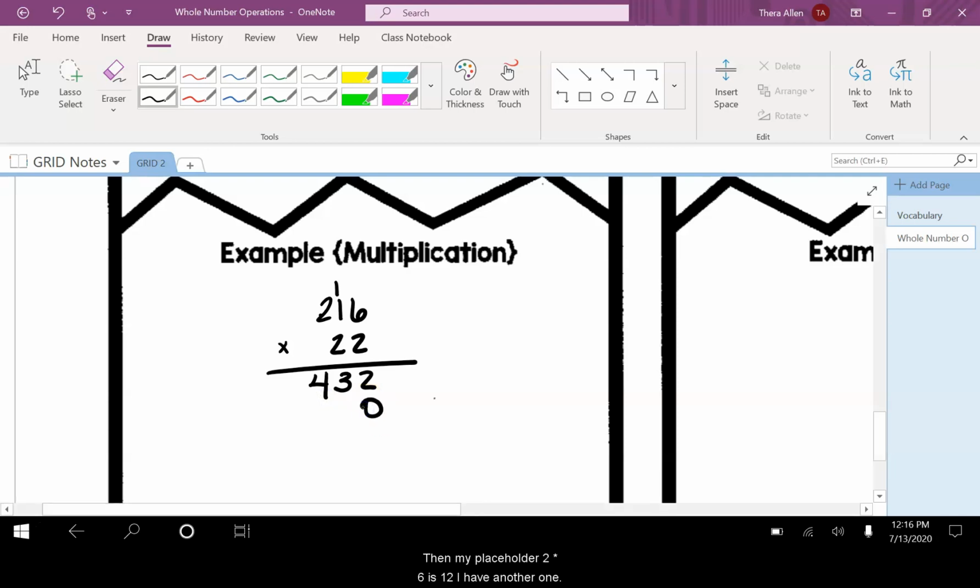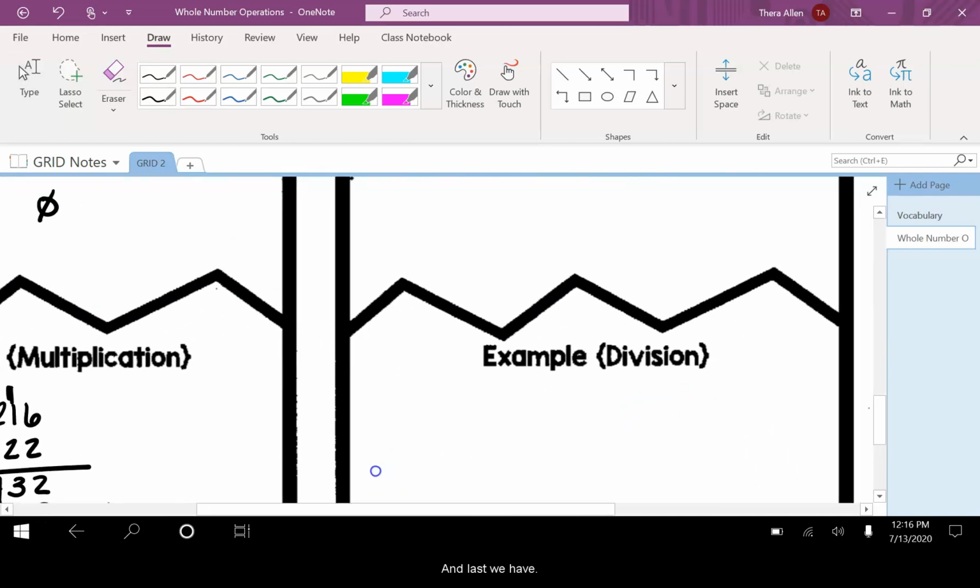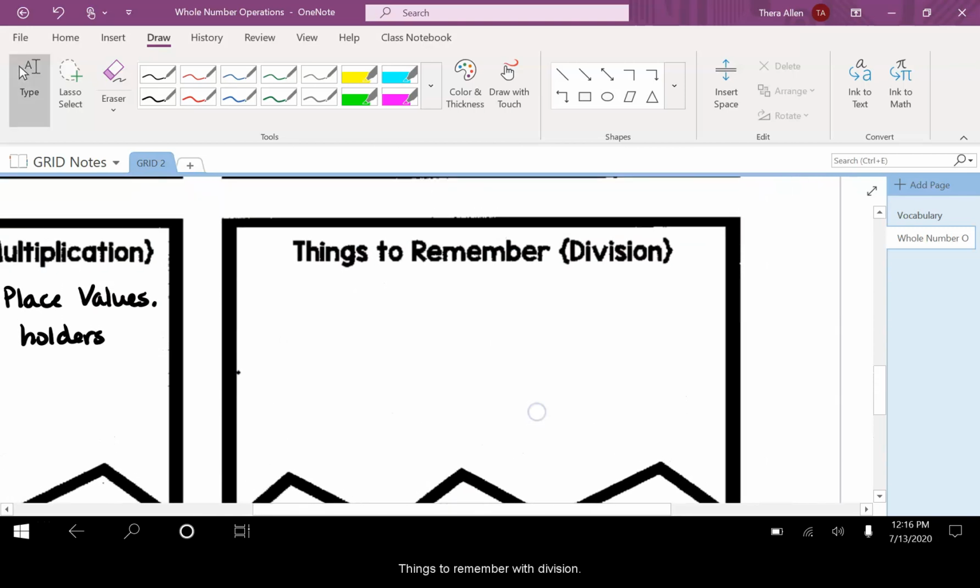Then my placeholder. 2 times 6 is 12. I have another 1. 2 times 1 is 2, plus 1 is 3. And then 2 times 2 is 4. Now I add 2, 5, 7, 4. 4,752.